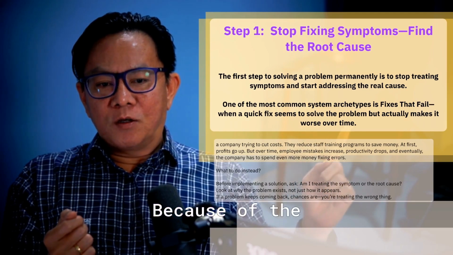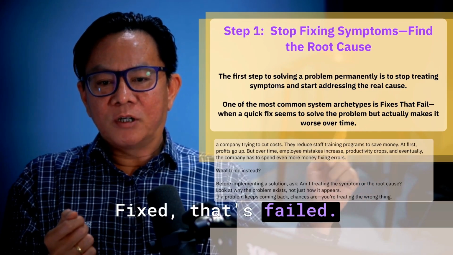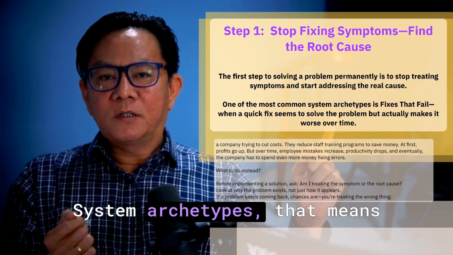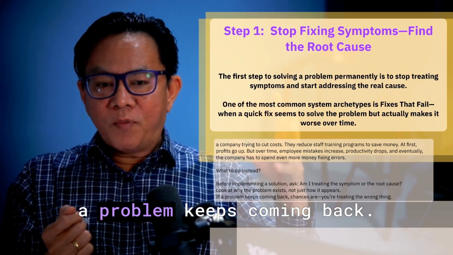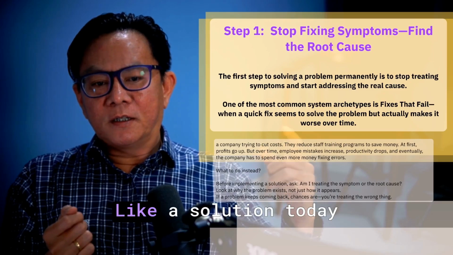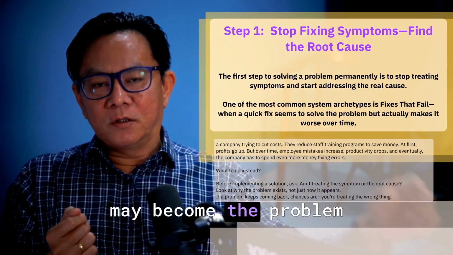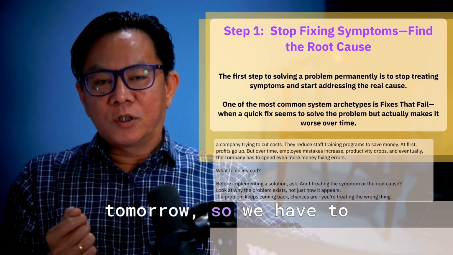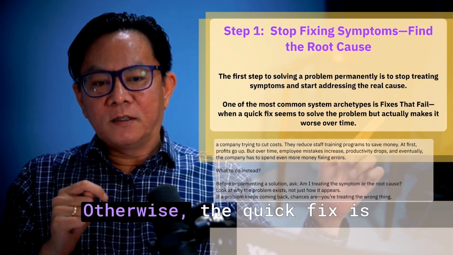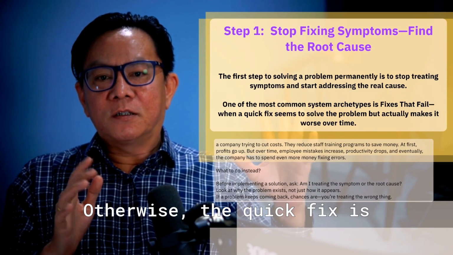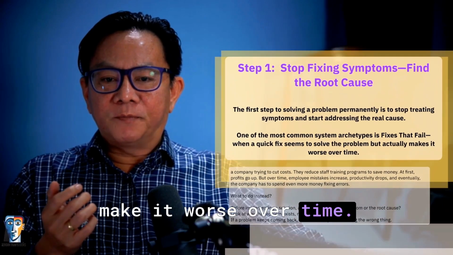Why? Because of the system archetypes. Fixes that fail. System archetypes mean a problem keeps coming back. A solution today may become the problem tomorrow. So we have to look at the root cause. Otherwise, the quick fix does not solve the problem and makes it worse over time.